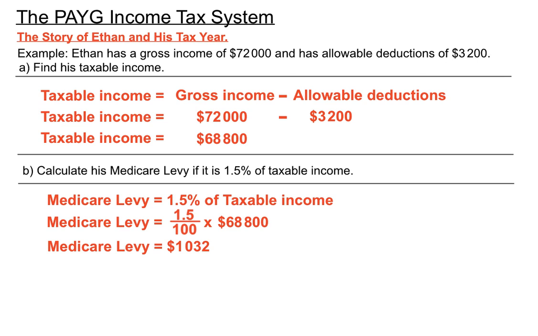So Ethan, out of his pay, pays $1,032 to the government as a levy for helping to contribute to the health system.